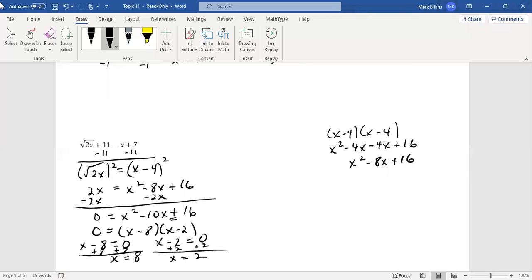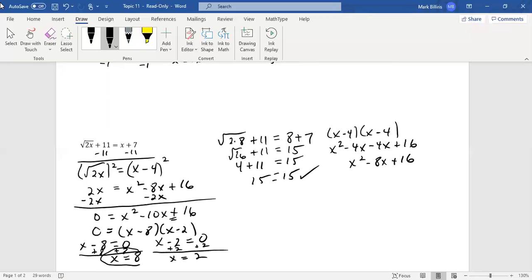So I'll start with the 8. So I have the square root of 2 times 8 plus 11 equals 8 plus 7. So 2 times 8 is 16. So we have the square root of 16 plus 11 equals 15, because 8 plus 7 is 15. The square root of 16 is 4, and 4 plus 11 is 15. So my answer checks. So 8 is a solution.